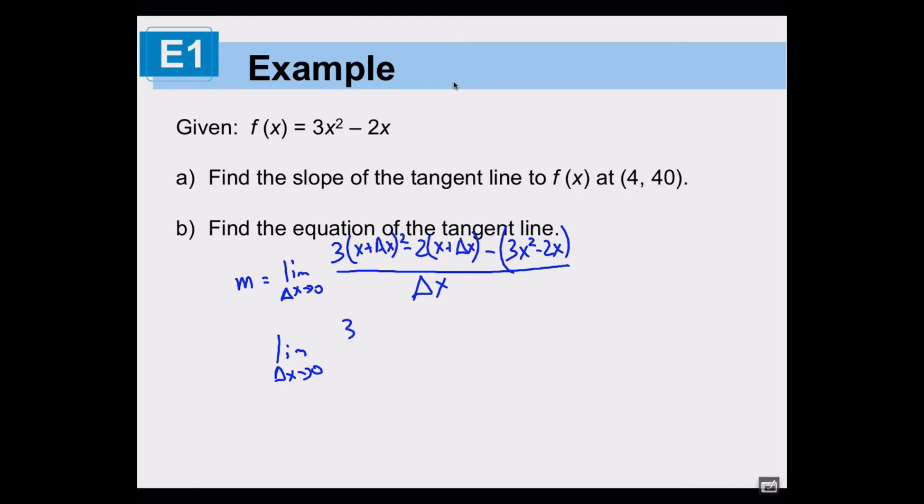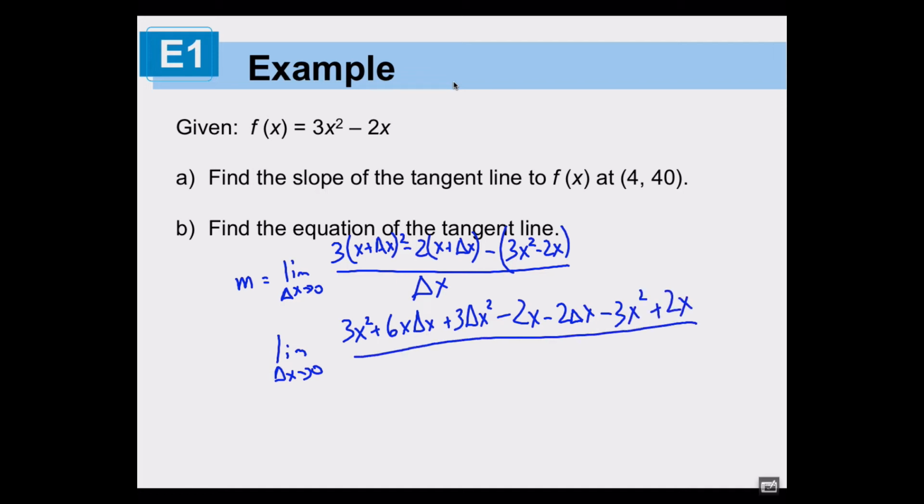Let's see, that would be 3x squared plus 6x delta x plus 3 delta x squared minus 2x minus 2 delta x minus 3x squared plus 2x, all over delta x.